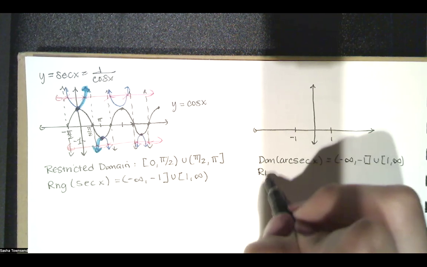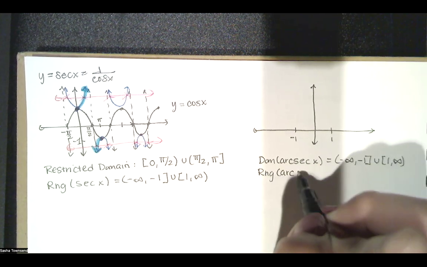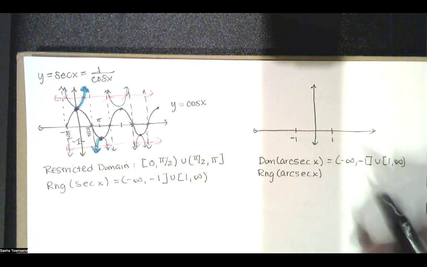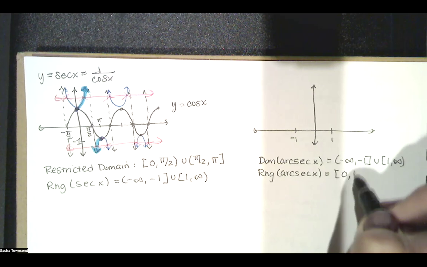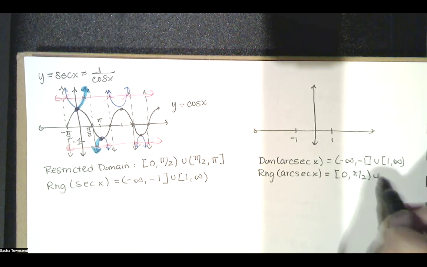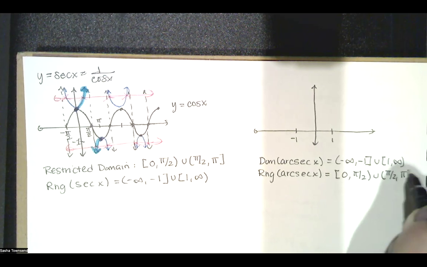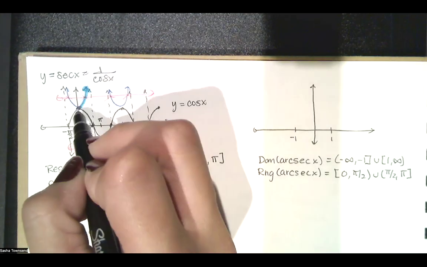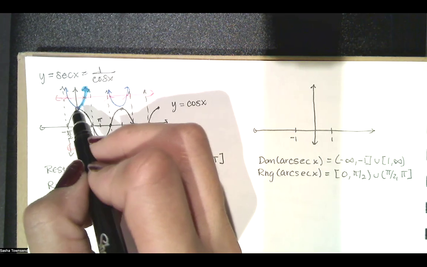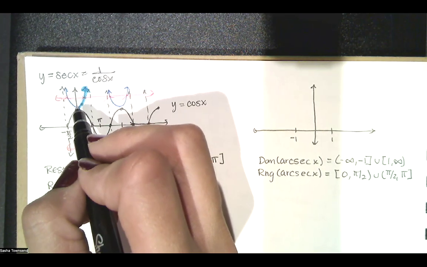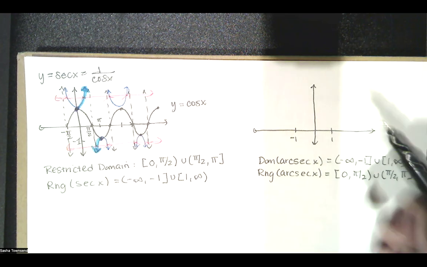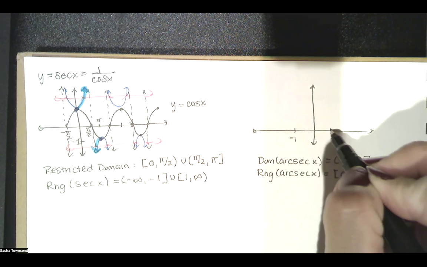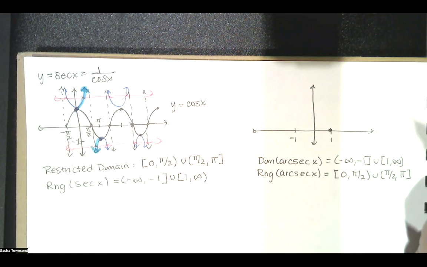And the range of the arc secant is the domain of the restricted graph. So we're going to go from 0 to pi over 2, and then pi over 2 to pi. Okay, well, what is this point? This is x equals 0, y equals 1. So if x equals 0, y equals 1 is on the secant graph, when I switch the roles of x and y, y equals 0, x equals 1 is on our restricted graph.